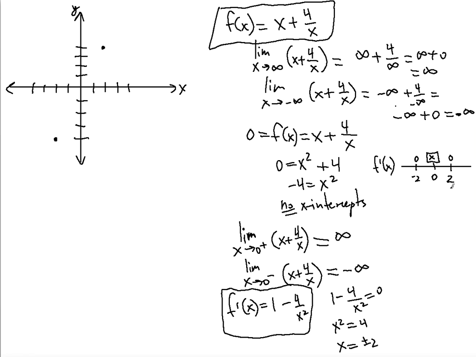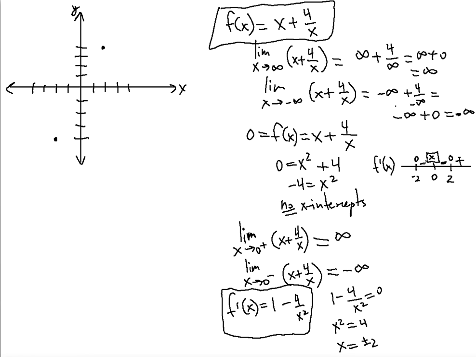It will be positive, right? And as x increases, it will get more and more positive, so the first derivative will be positive. Between 0 and 2, let's try 1. It will be 1 minus 4. It will be negative, right? Negative first derivative. And for between negative 2 and 0, it will be the same thing.